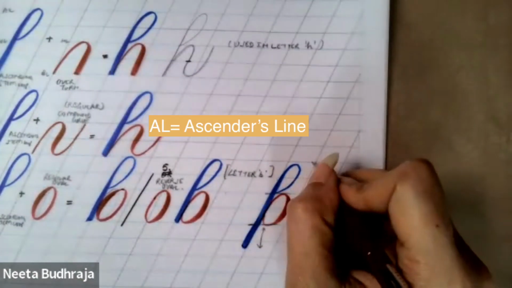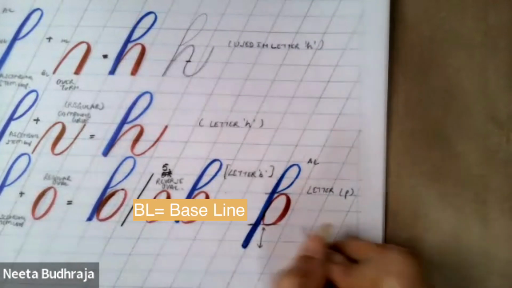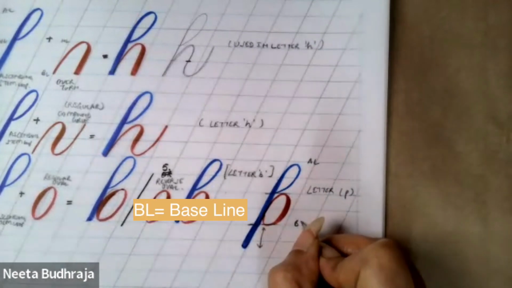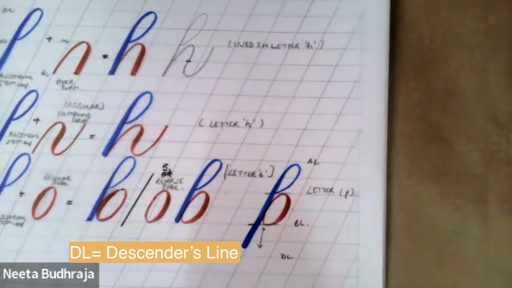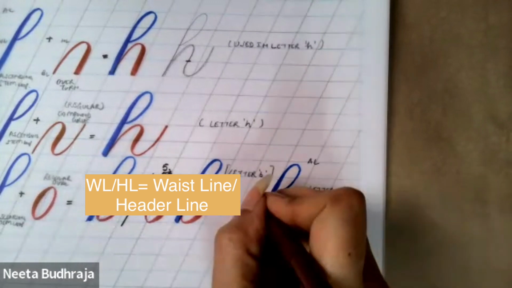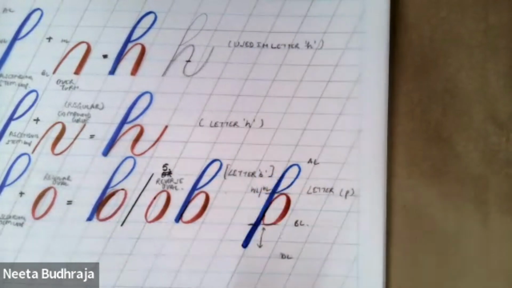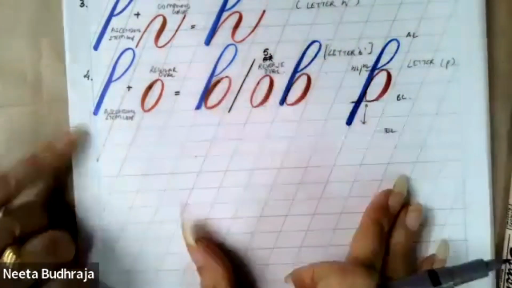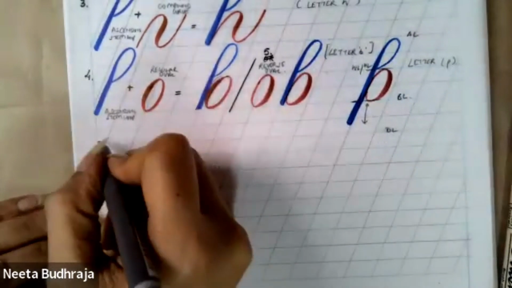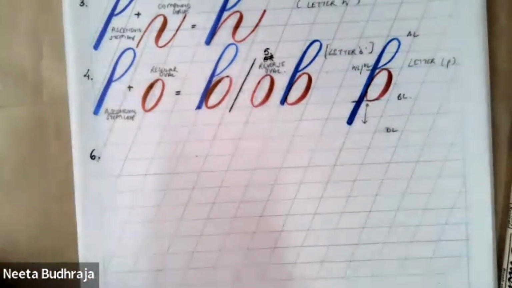This is our ascender's line. This is our baseline. And this is our descender's line. And this is our waistline or header line. We have done fourth. This is our fifth. We have done it together. And now let's take it as the sixth one.